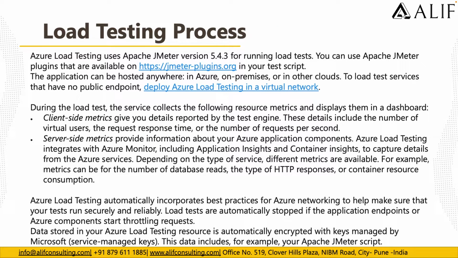Load testing process. So how does the load testing happen? Azure Load Testing uses Apache JMeter version 5.4.3 for running the load test. You can use Apache JMeter plugins that are available on their own website for the test script. The application can be hosted anywhere, either on-premises, on Azure, on other Azure cloud services, or maybe in another cloud also.